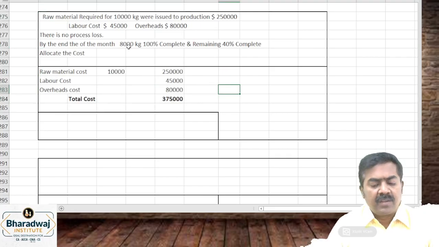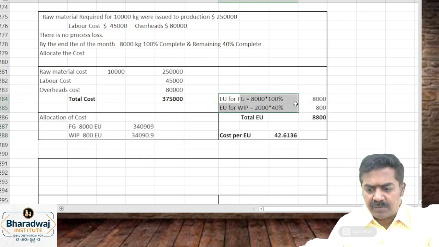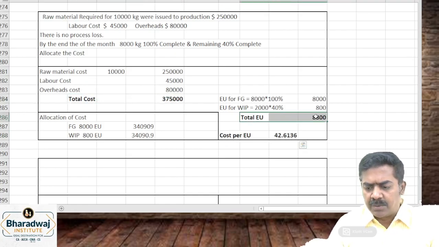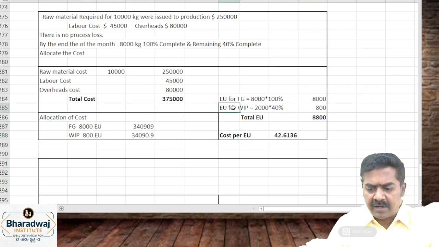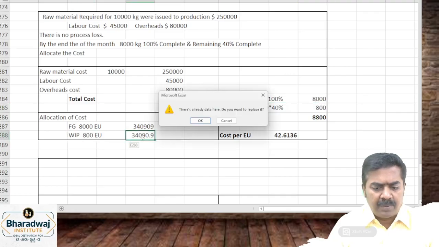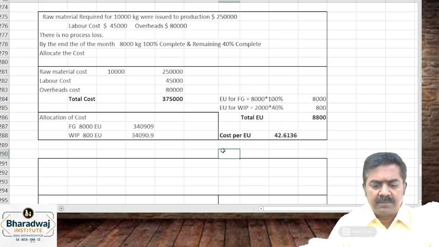$375,000. How to assign equivalent units? 8,000 kg into 100%. Remaining 2,000 kg into 40%. This will be your equivalent unit. What is the cost per equivalent unit? 3,75,000 divided by 8,800 will give us 42.6136. For finished goods, 8,000 into 42.6136. For WIP, 800 equivalent units into 42.6136, you will get the value.